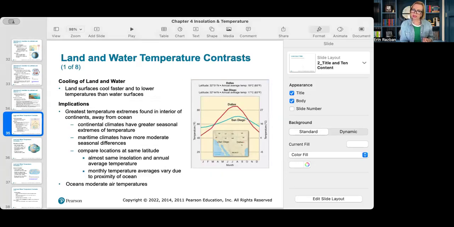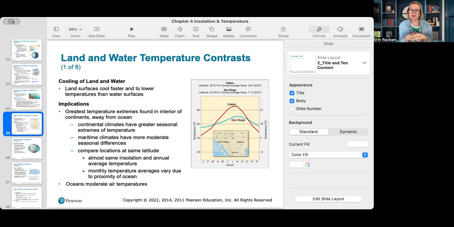Now, what about cooling? Water not only heats more slowly, but also cools more slowly than land. This is because heat in water is stored deep below the surface and returns to the surface gradually through a circulation pattern. The entire body of water must cool before the surface temperature drops significantly.